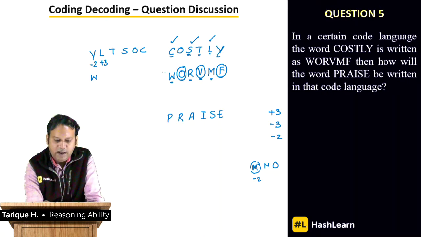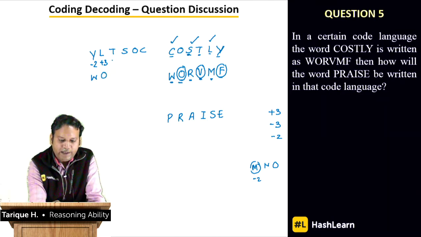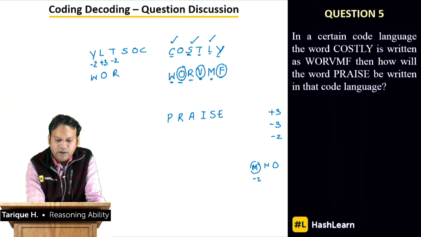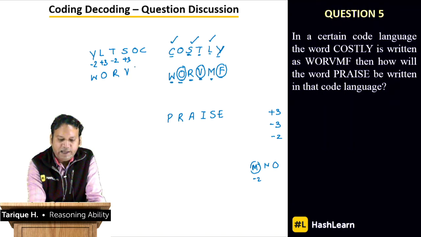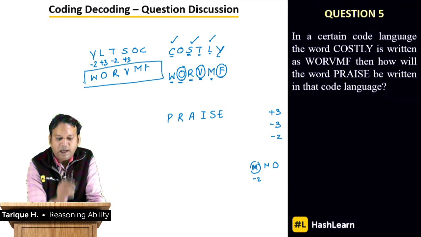So let's see here. L, M, N, O. That's O. That's how we get the O here. And T minus 2 gives you R. That's how we get this R. Okay. Then S will become plus 3. So S, T, U, V. That's how we get the V. And finally we get the M and we get the F. That's how we get the word WORVMF.